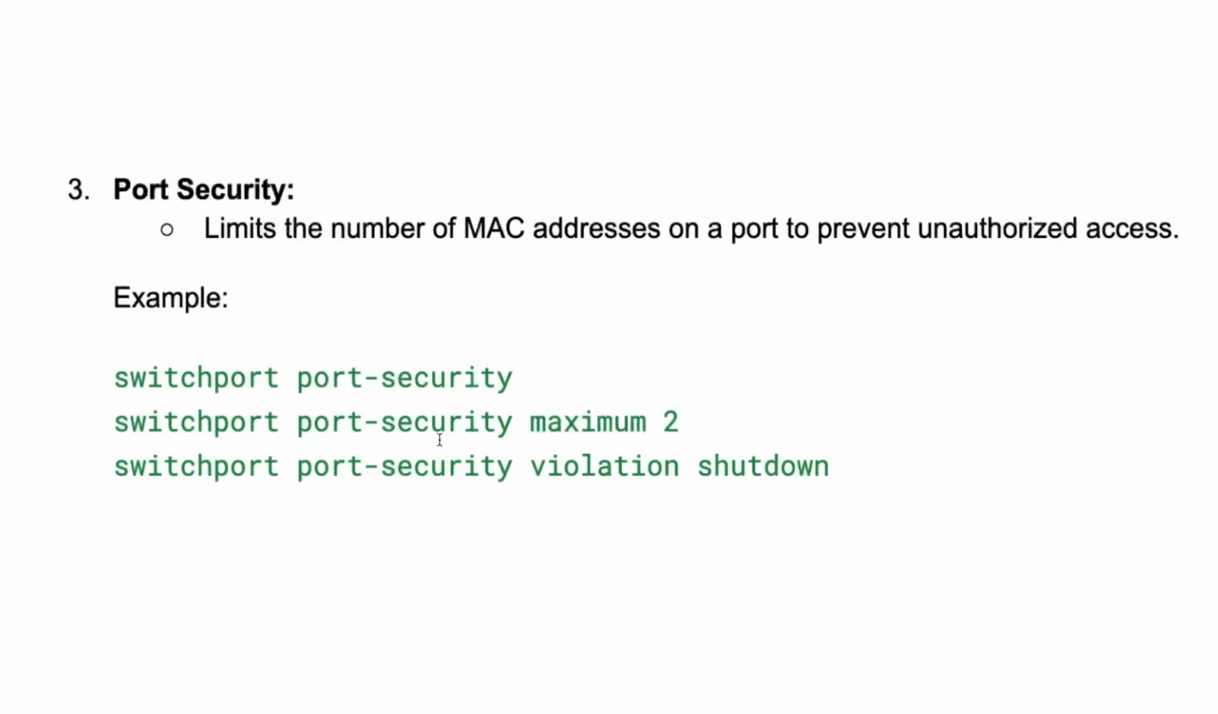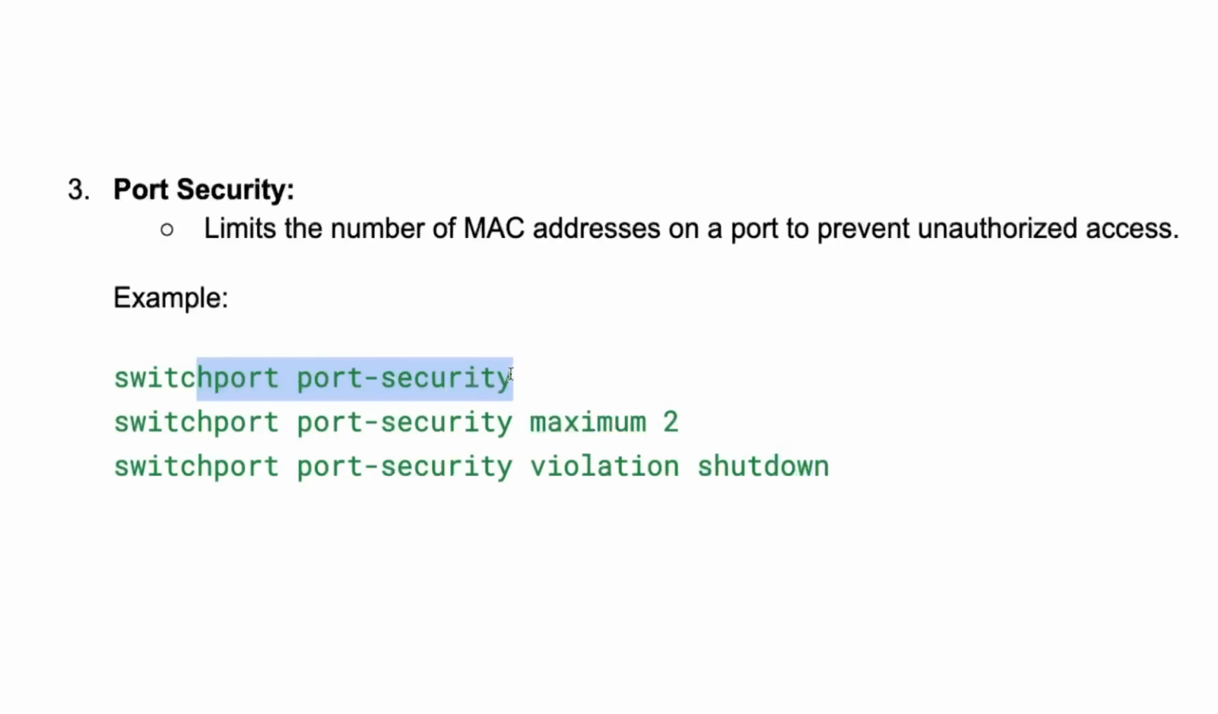So if you want to set a rule for any given port to have a limitation on the number of MAC addresses that can access that port, we would use switchport and then go to port-security. And then from there, we would say port-security maximum 2. So you want to have a maximum of 2 MAC addresses that can use the given port. And then if that rule has been violated, you want to shut down the port.